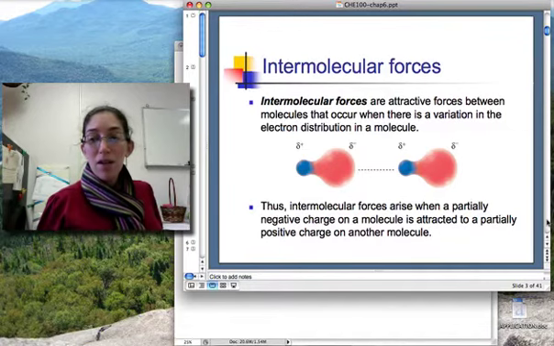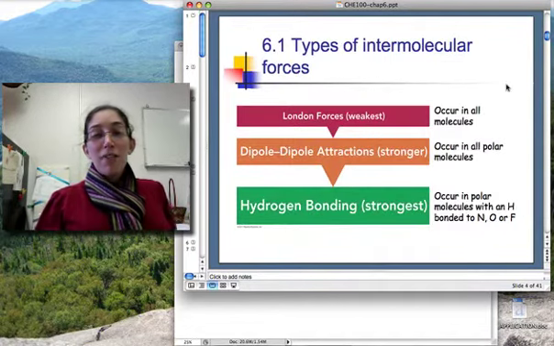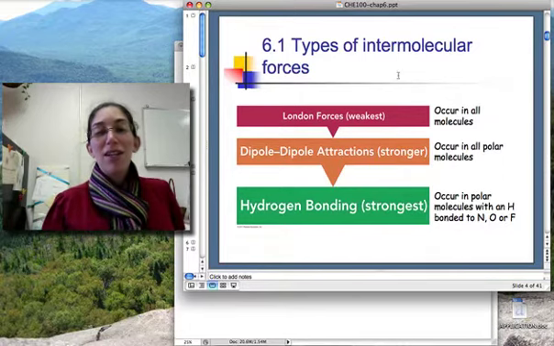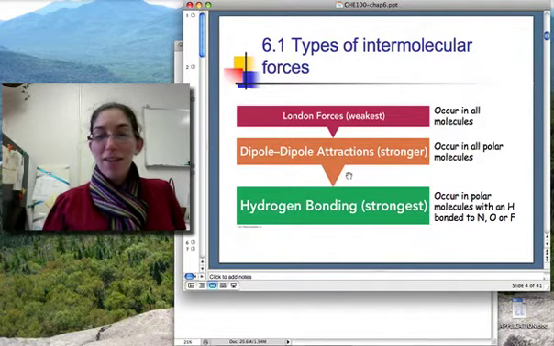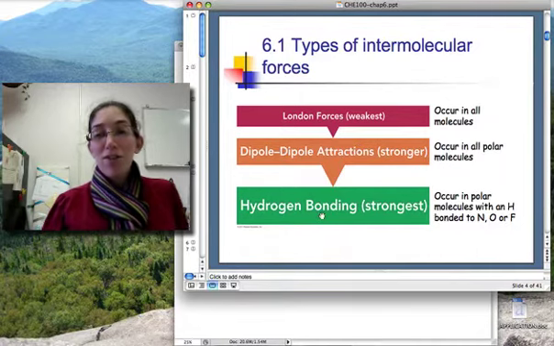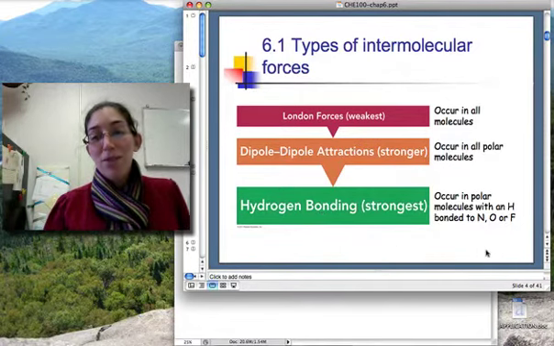So there are different types of intermolecular forces. There are 3 different types that we'll talk about: London forces, dipole-dipole attractions, and hydrogen bonding. And this is a little diagram from your book that's very helpful because it also illustrates which forces are stronger and which are weaker. So London forces are the weakest, dipole-dipole attractions are stronger, and hydrogen bonding forces are the strongest. And we'll talk about why that is when we go through each of these.